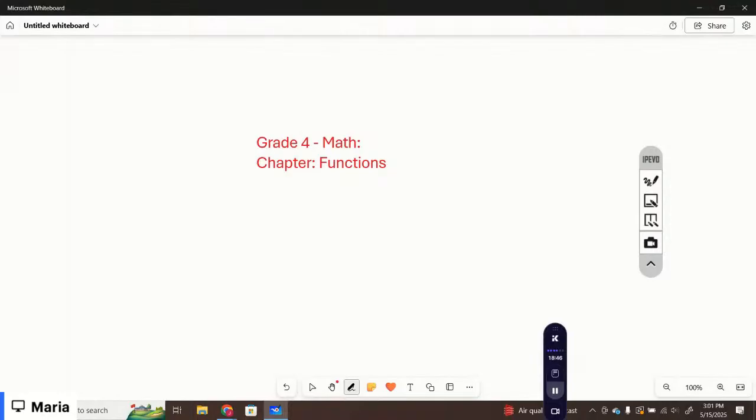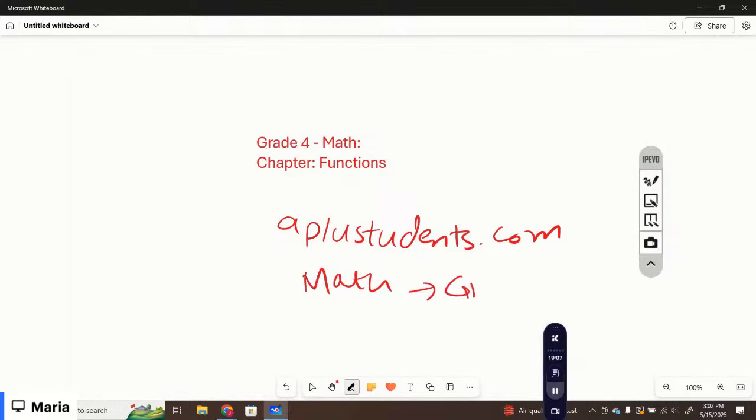We can find all the lessons at A plus students.com. You have to log in there using your email address and password. As they verify the administrator, then you have to select math from the subject tab. Scroll down to page 4 math, then click all lessons.